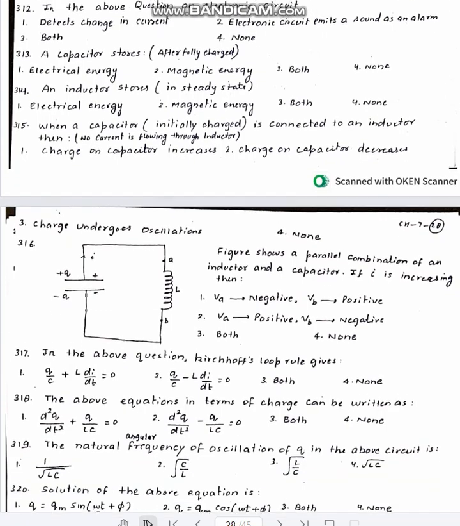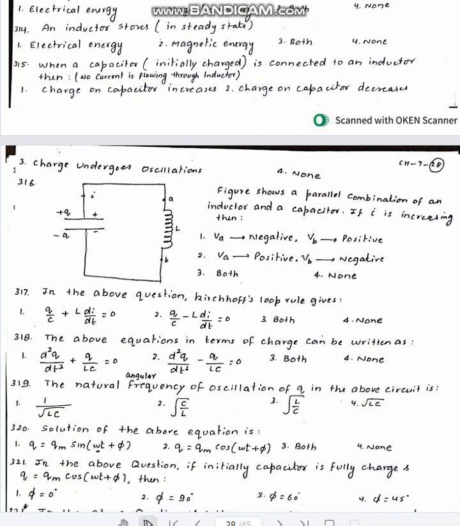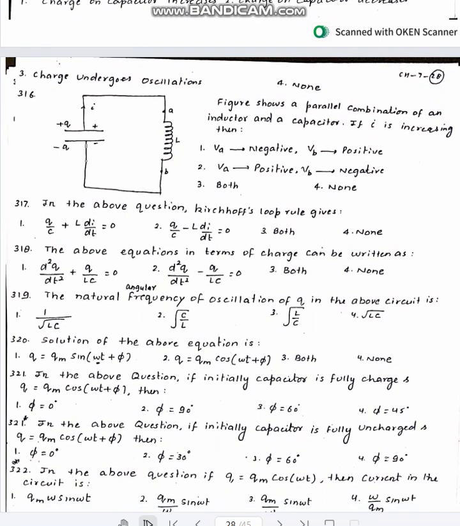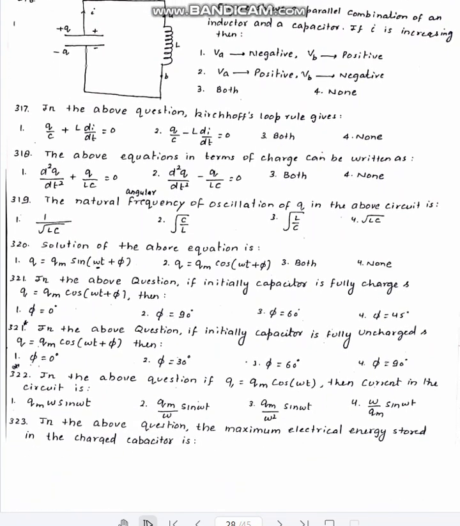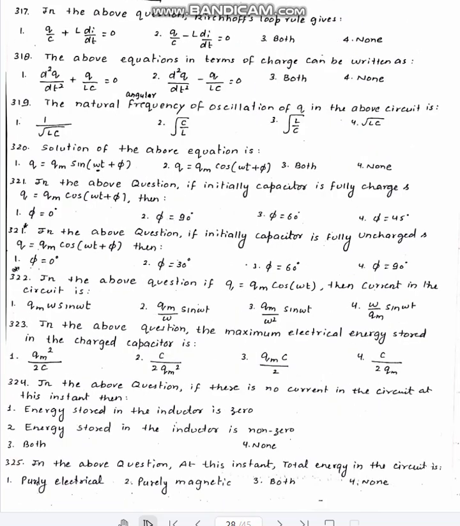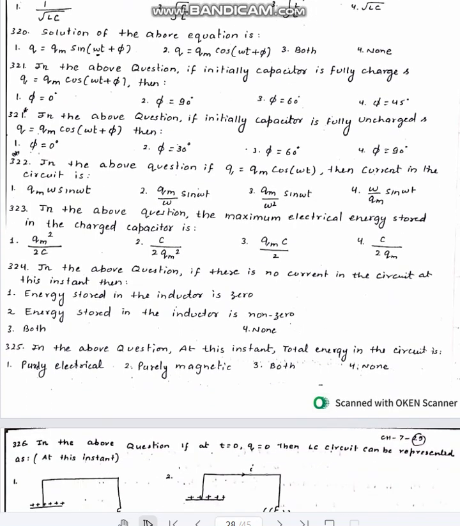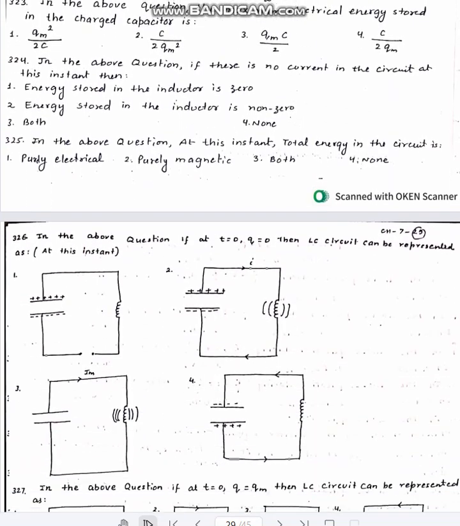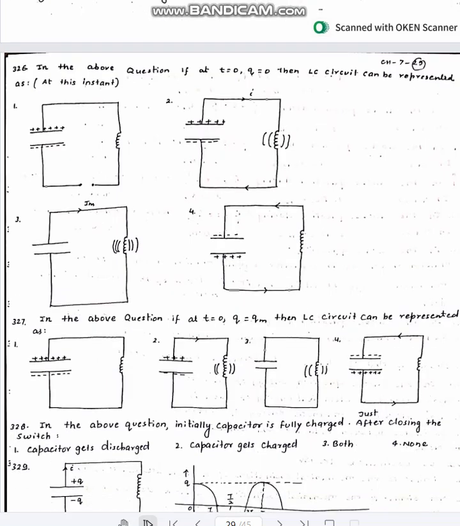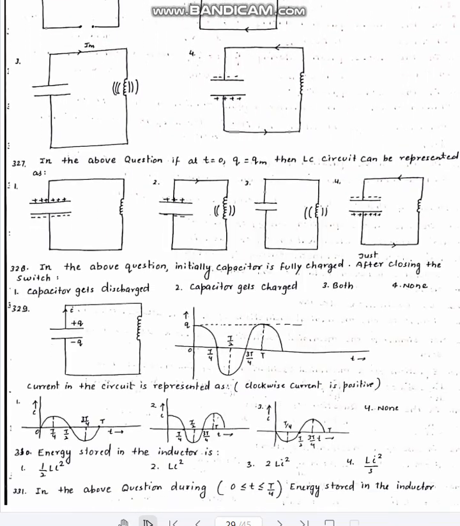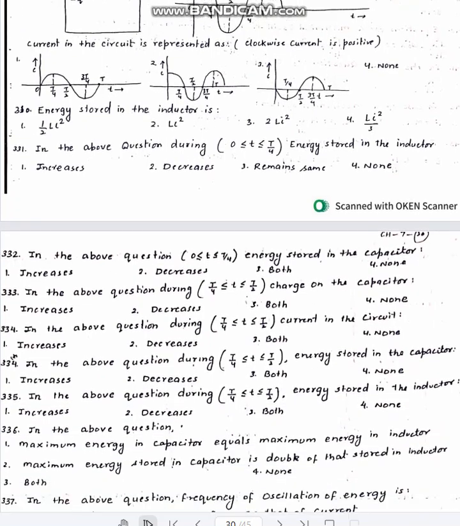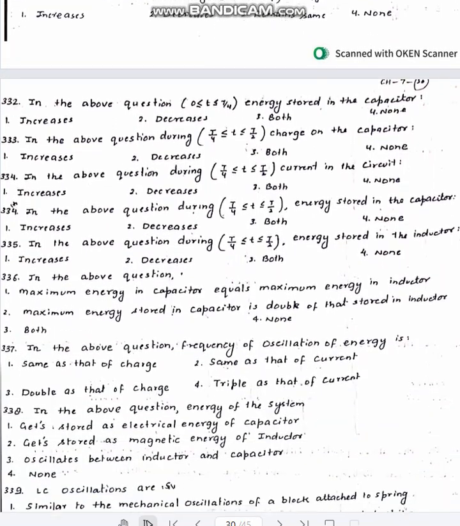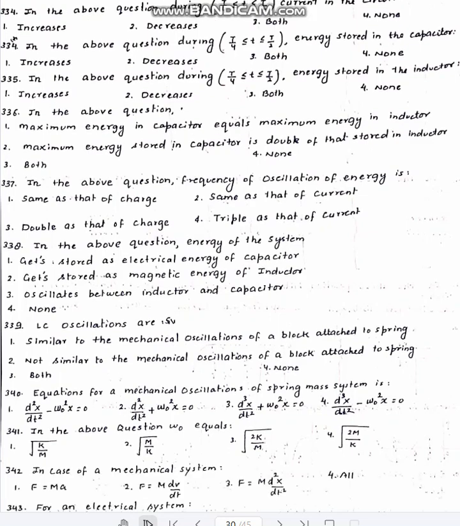Then we have LC oscillations, its equation, differential equations, natural frequency, solutions of the equation, fully charged capacitor, then the value of phase difference, fully uncharged, different cases, current in the circuit, energy stored as a function of time. Then we have questions based on LC oscillations in different cases, graphical questions on LC oscillations. Then we have energy stored. Then we have energy stored increasing or decreasing in different intervals. We have the graphs for that. Then maximum and minimum energy.